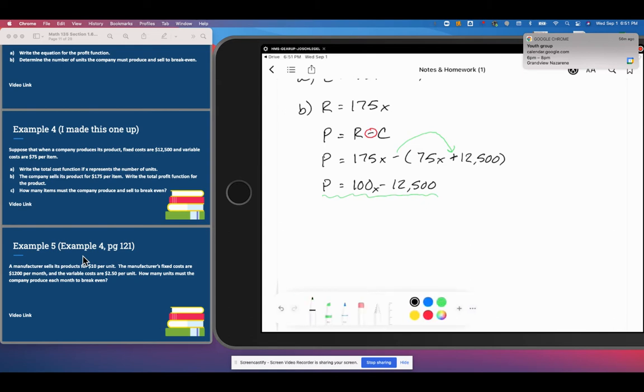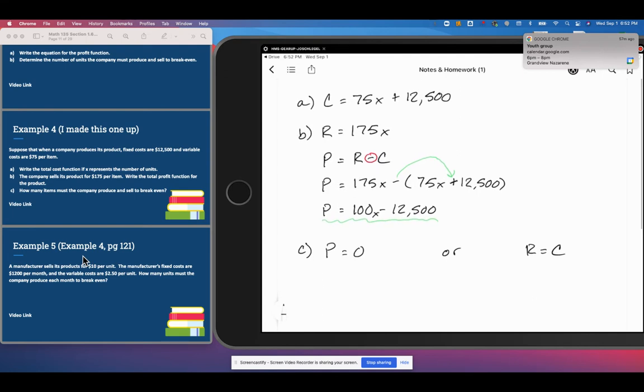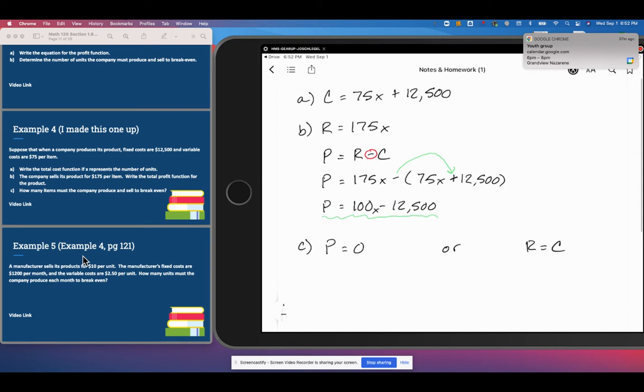Next, how many items must the company produce and sell to break even? So here for part C, break even occurs when profit is equal to 0 or when revenue is equal to cost. I can choose which one of these I want to use, and again, for the purpose of today, I will use both of them just to show that they both work. This time, let's start with revenue equals cost. My revenue function was 175x, and my cost function was 75x plus 12,500. I'll go ahead and give that to Wolfram because that's kind of on the nastier side.